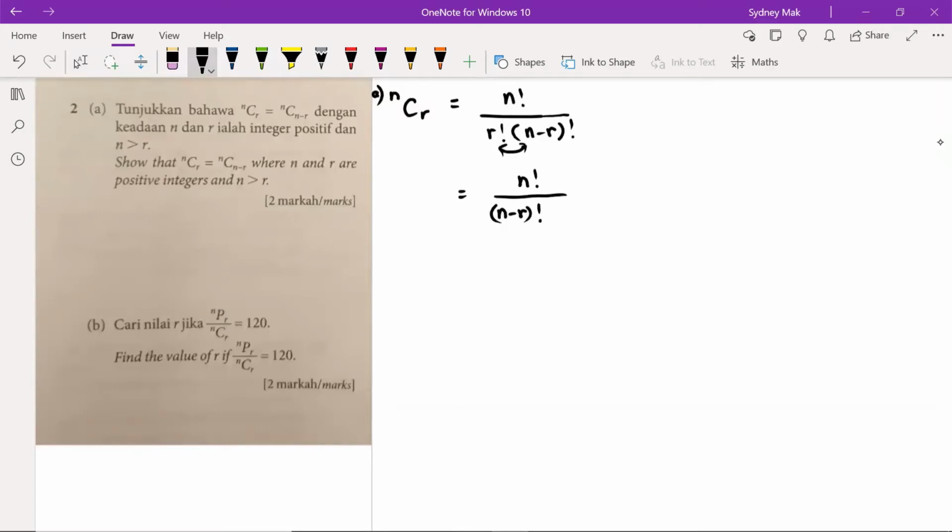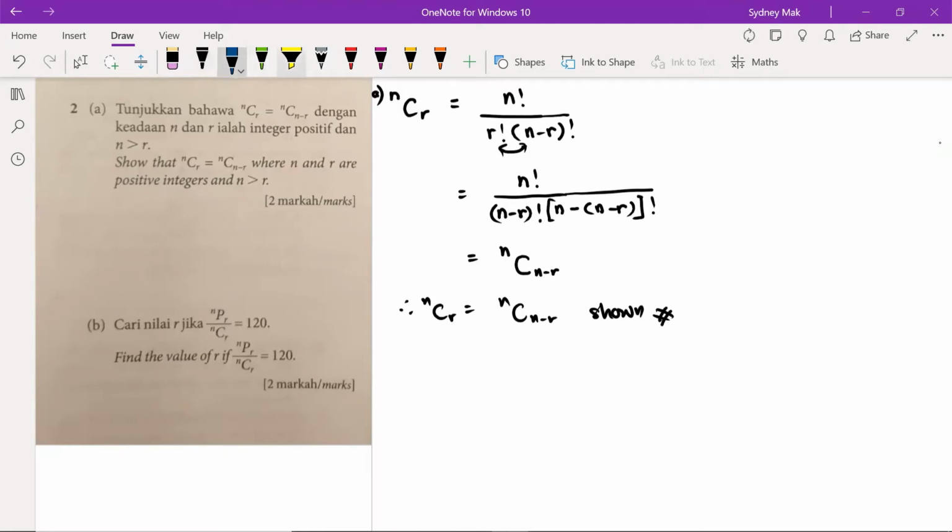And the r factorial basically can be written as n minus (n minus r) factorial, isn't it? So this will be nC(n minus r). So we have just shown that nCr is equivalent to nC(n minus r). That's it for part A.